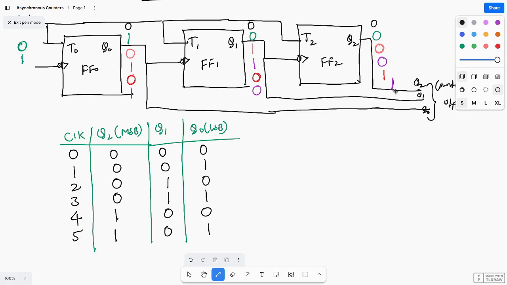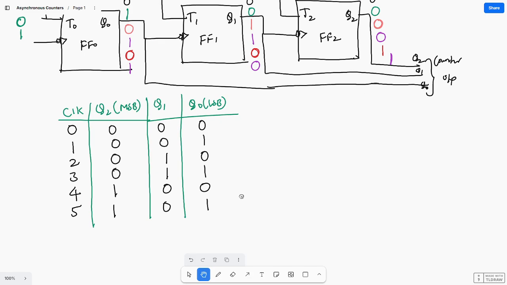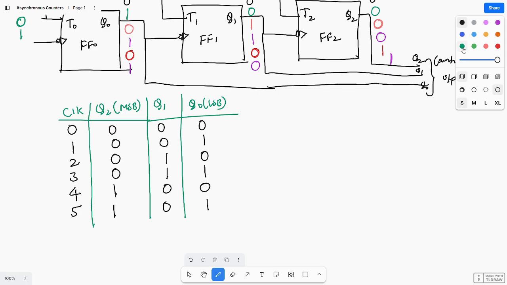Okay, at the seventh clock pulse, we'll see. At the seventh clock pulse.